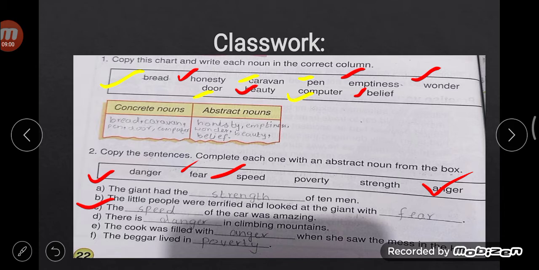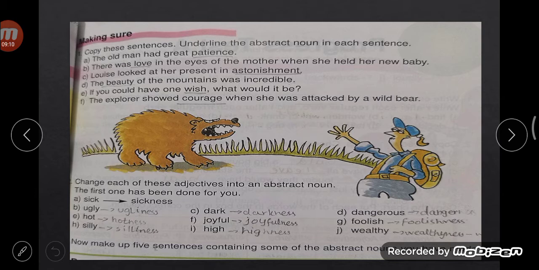Okay, now move to the next part on page number 23. After completing this, you will come to page number 23. Question number 1. Underline the abstract noun in each sentence. What will you do? You will underline the abstract noun in each sentence. Very easy question. The old man had great patience. Yes, patience is an abstract noun. There was love in the eyes of the mother when she held her new baby. So, love is another abstract noun.